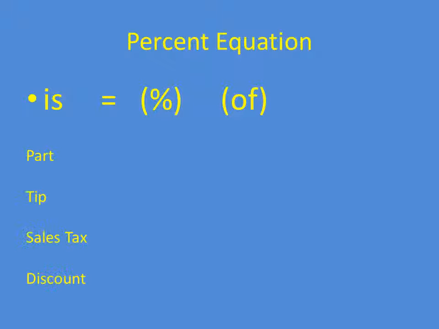This is my part. It's the number that I'm going to find a part of. It can be a tip, like when you go out to dinner with your parents and they add a little bit more to the cost of the bill to pay your waiter. Sales tax, whenever you go to the store and buy clothes or jewelry or anything, we have a small tax that's added on to the total cost. Or a discount. So if you like to go and get bargains and you go to a store that's having a sale and they have 20% off, our "is" number is the discount that you're going to take off of the original price.